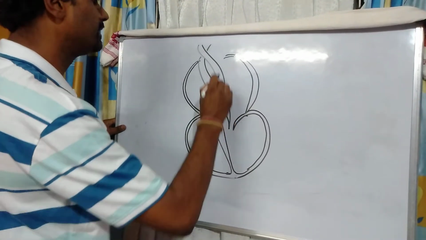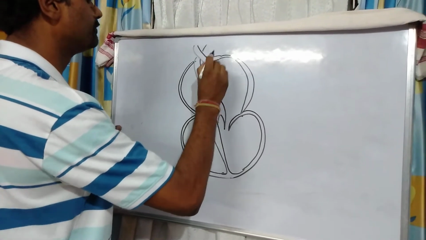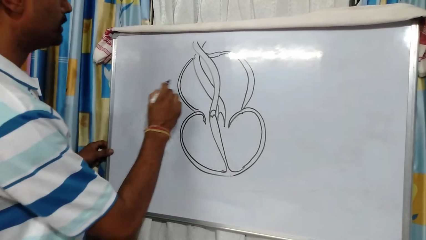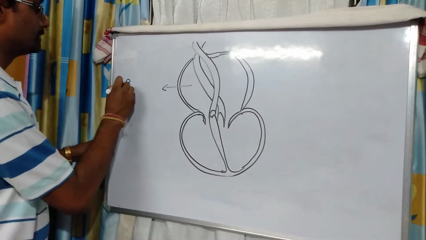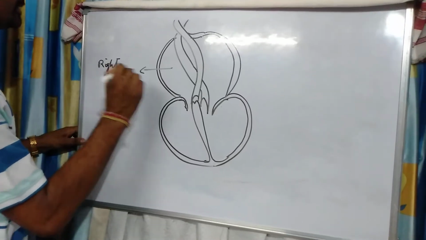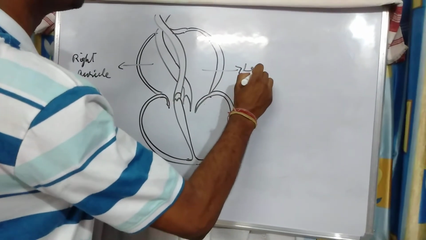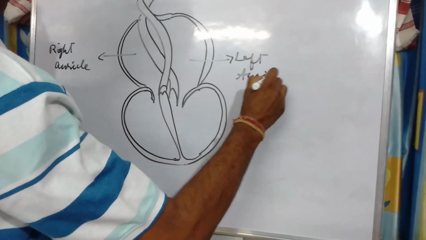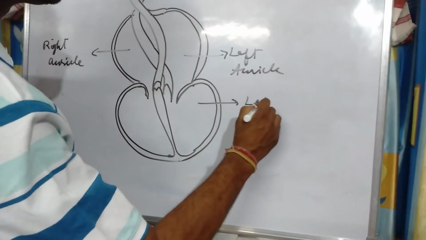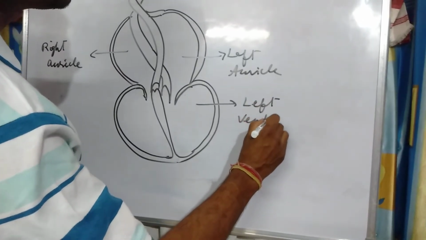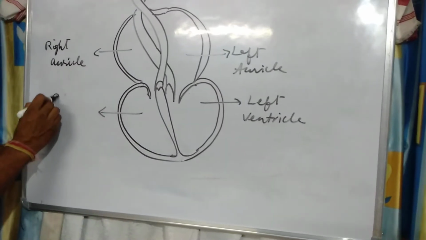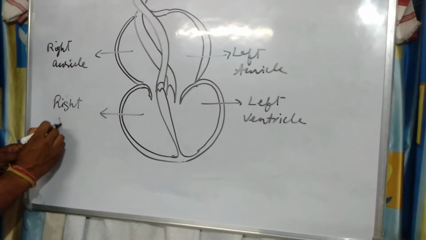These are the different parts of the heart. See, this is our heart. Now, this one is called the right auricle. What is it called? Right auricle. This one is called the left auricle. Below the left auricle is the left ventricle. This one below the right is the what? Right ventricle.